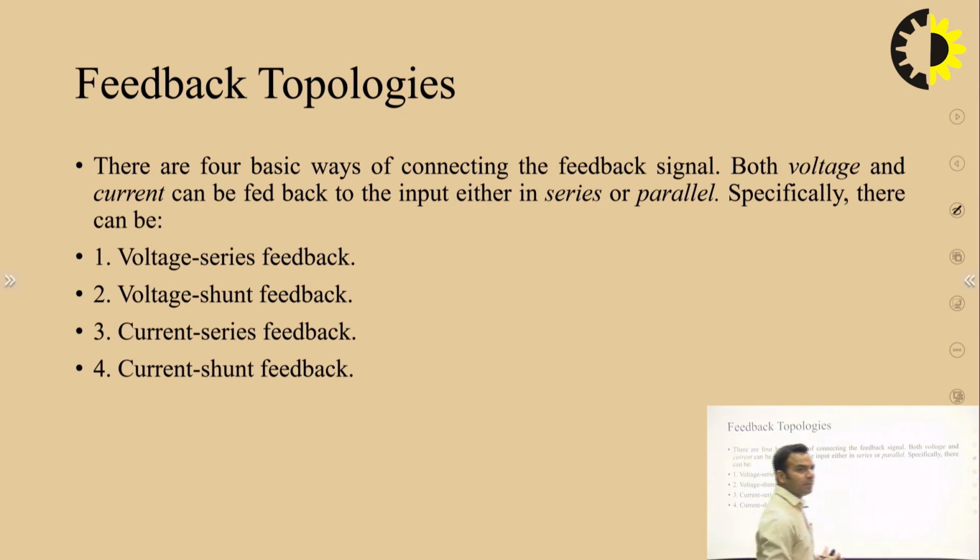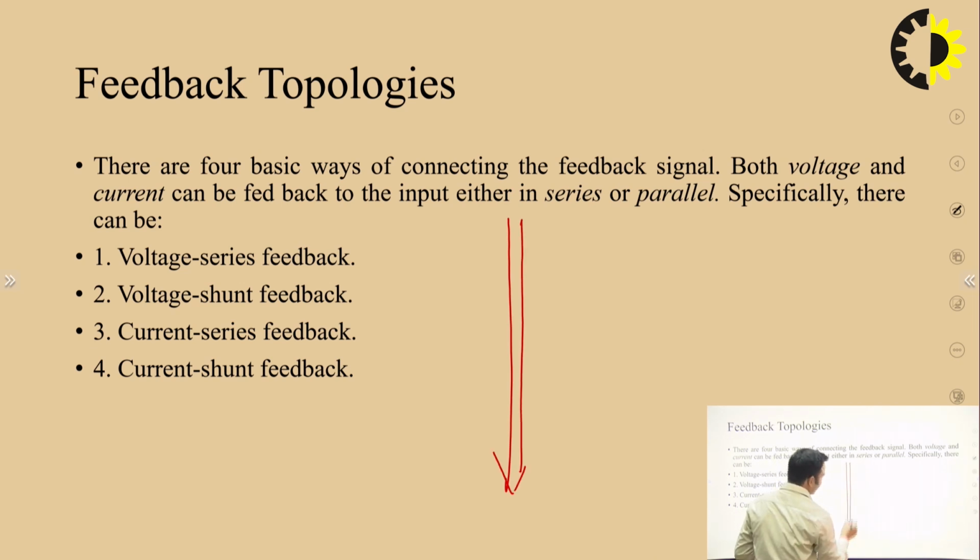Actually, feedback amplifiers are categorized into 4 types: voltage series feedback, voltage shunt feedback, current series feedback, and current shunt feedback. So before the discussion, I should say that you can easily remember their names. Obviously, if you listen to these names for the first time, you will have difficulty remembering them.